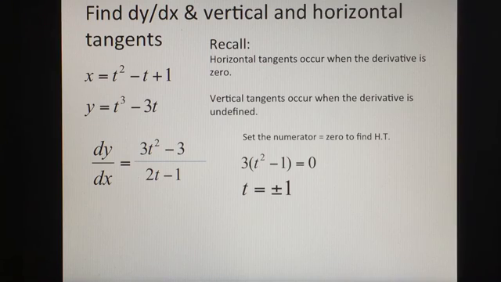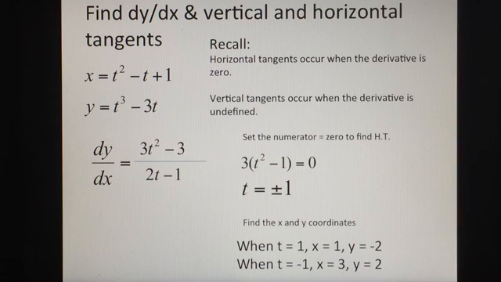So the next step we've got to do is find the x and y coordinates. So when t equals 1, x is going to be equal to 1, y is going to be equal to negative 2, and then when t is equal to negative 1, x is equal to 3, y is equal to 2. So we're just taking those t values and substituting them back into our original parametric equations at the top, x equals t squared minus t plus 1, and y equals t cubed minus 3t. Alright, so we found our horizontal tangents.